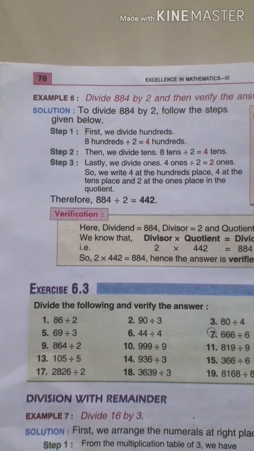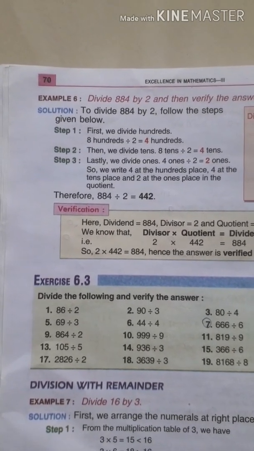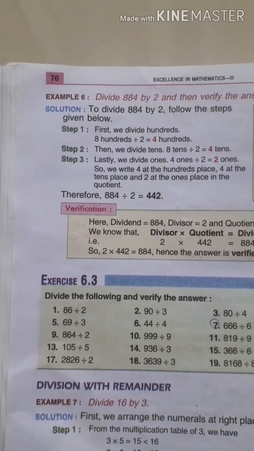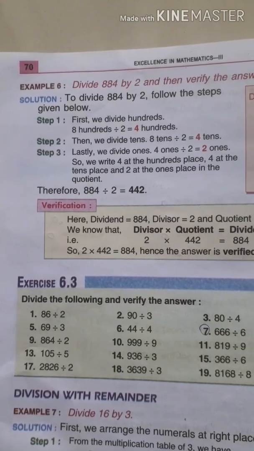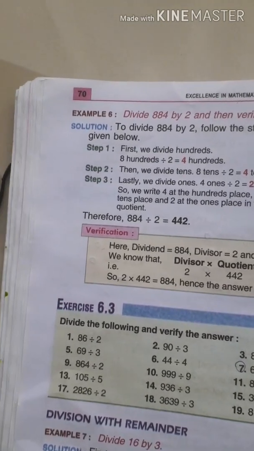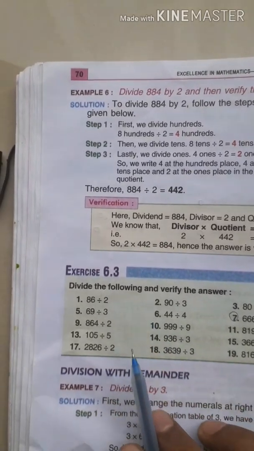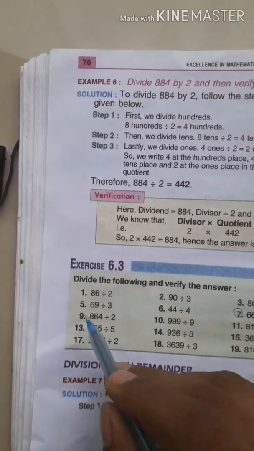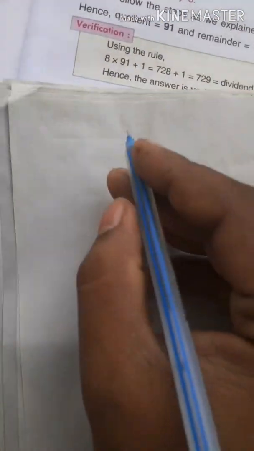Okay students, here the next one is division of 3-digit number by 1-digit number. Okay, let us take an example. Example from exercise 6.3, question number 9. 864 divided by 2.